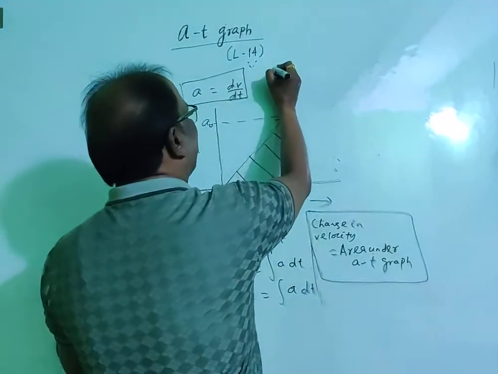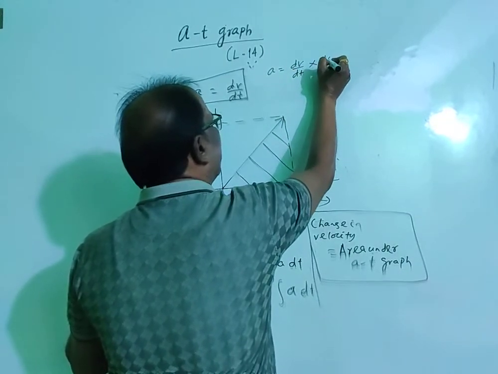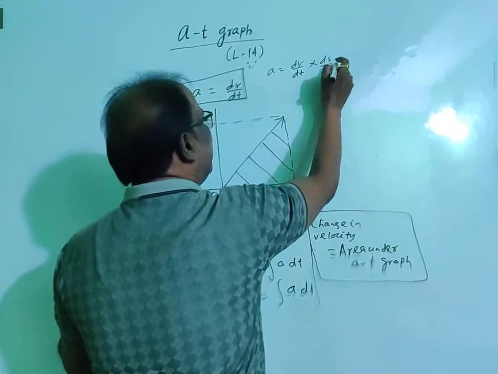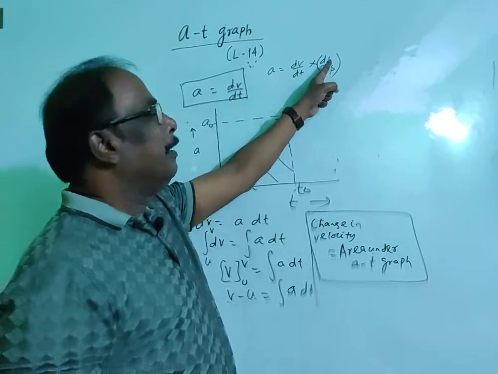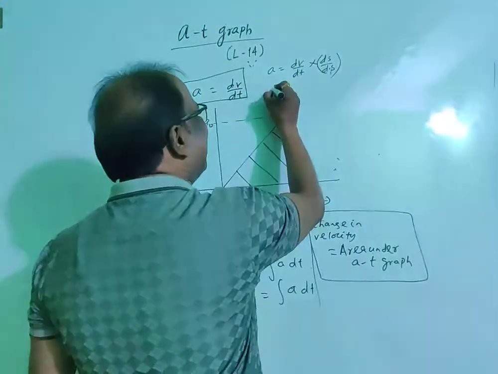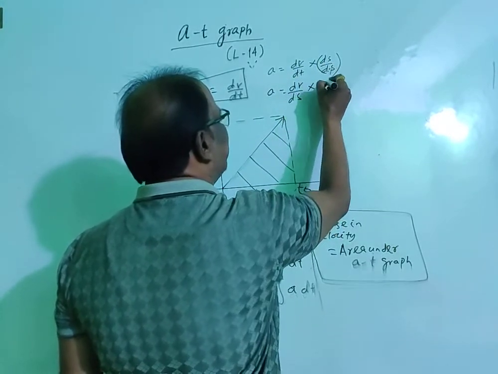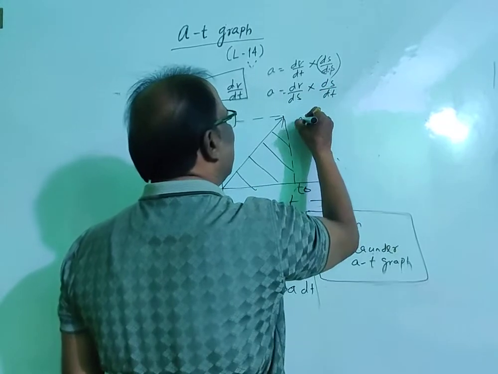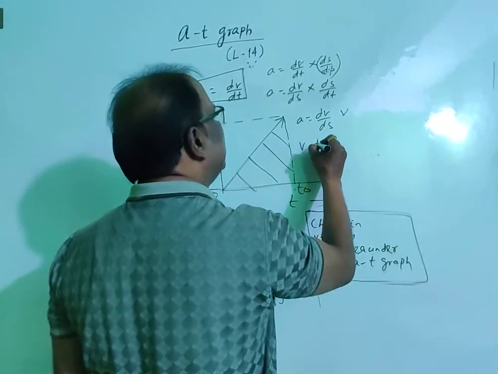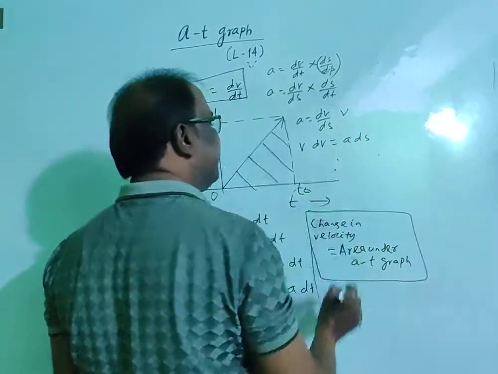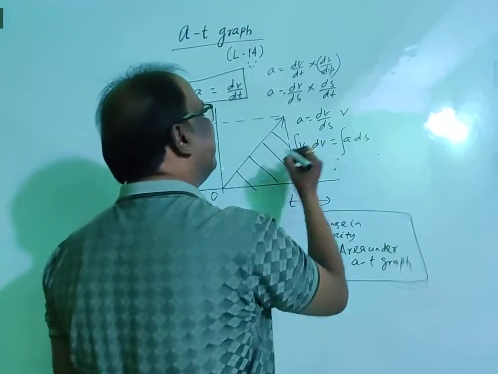Acceleration is equal to dv by dt. I may write it as dv by dt into ds by ds, in place of 1. Then acceleration is equal to dv by ds into ds by dt, which is dv by ds into v. Finally we may write v dv is equal to a ds, and you can now integrate both sides.